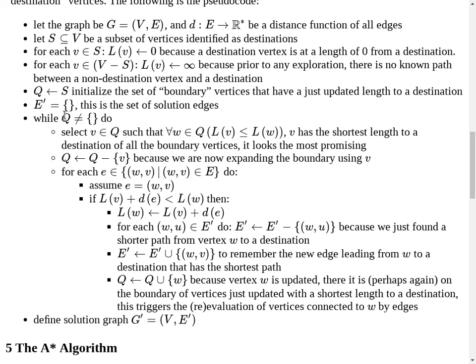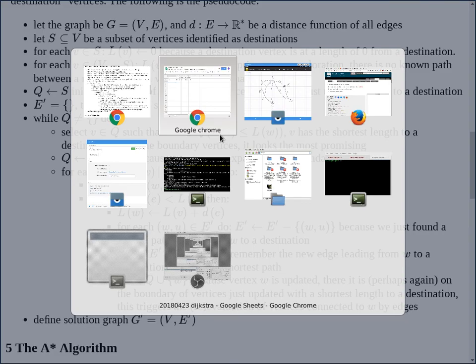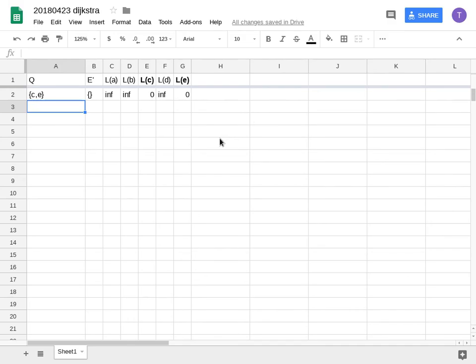I'm sorry, yeah, okay. So Q is obviously not empty at this point. We have two vertices in it. So now we want to select one of the vertices out of Q, and we want to select one that has the least L value. If we switch back to the spreadsheet, we look at what's in Q: C and E. L of C is 0, L of E is also 0. So it doesn't really matter which one we choose because they have the same L value.